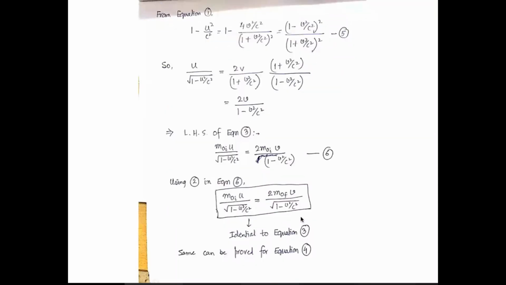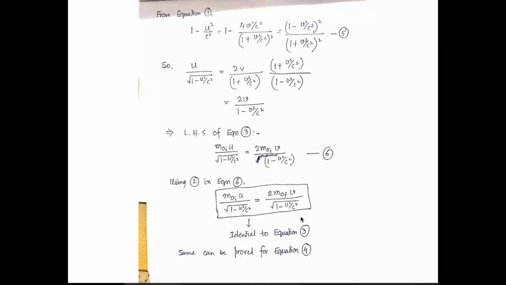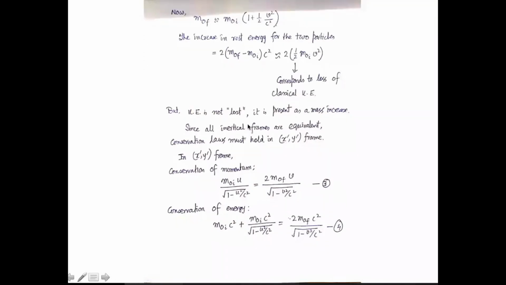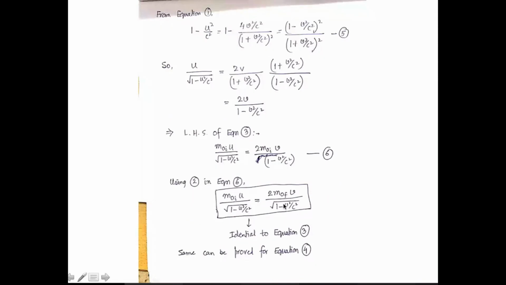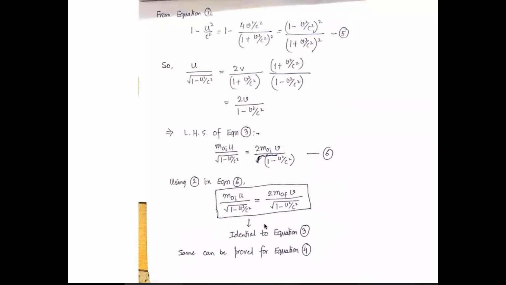Okay. So now it's all about a little bit of calculations. From equation 1 that we have, the relation between u and v, we can find this out, 1 minus u square by c square, and then do the calculations. Then we plug it into the left-hand side of this thing and ultimately get back this equation identical to equation 3, which was conservation of momentum. So starting with the conservation of energy, we considered that energy is conserved, we get back the conservation of momentum.